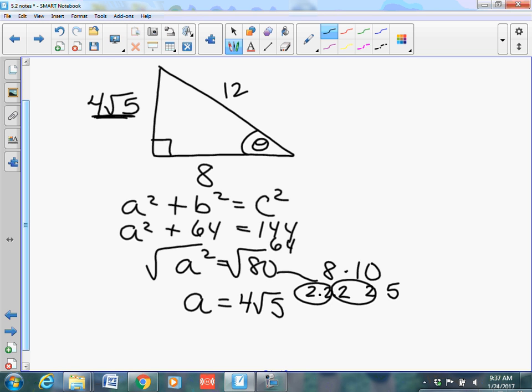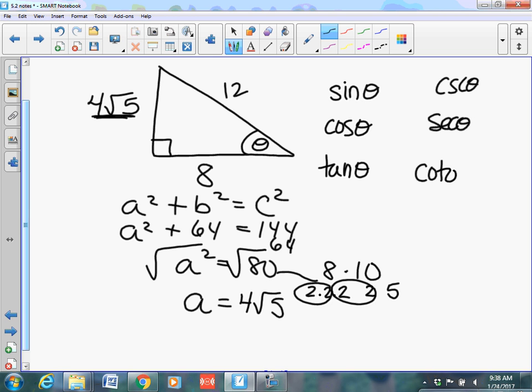Everybody got that? Now I'm just going to run through sine of theta, cosine of theta, tangent of theta, cosecant of theta, secant of theta, cotangent of theta, really fast here. Sine, here's theta. Sine is this over this: 4 square root of 5 over 12. Cosine is 8 over 12. Tangent is opposite over adjacent.